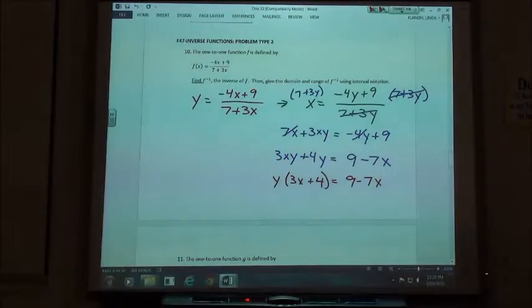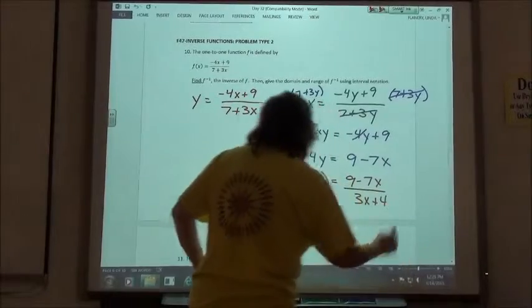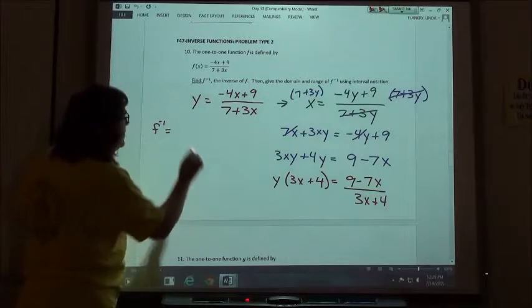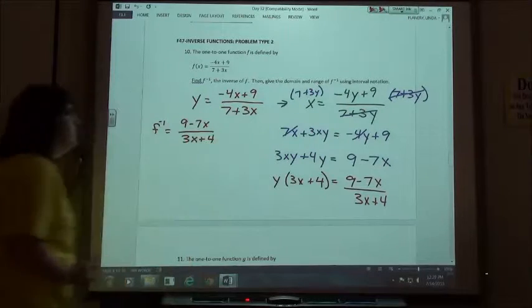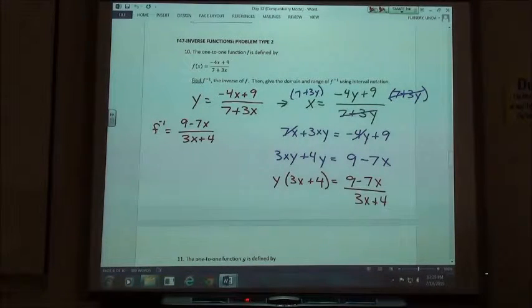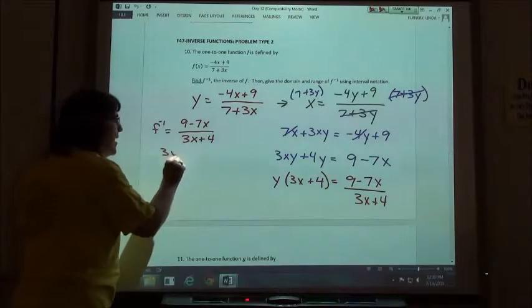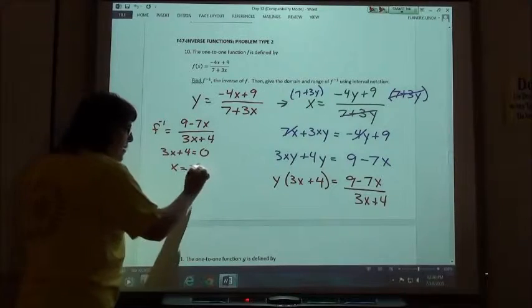And then to solve it for y, all I have to do is divide. So my inverse function is equal to 9 minus 7x over 3x plus 4. That's only part of my problem because that's the first part, find the inverse of f. Then give the domain and the range. The domain, the bottom of my fraction can't equal 0. So 3x plus 4 can't equal 0. I'm going to minus my 4 and divide by my 3.